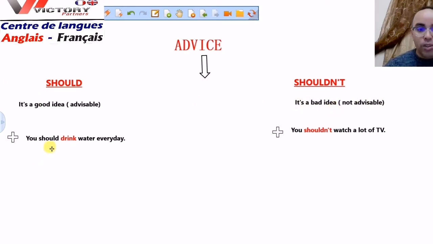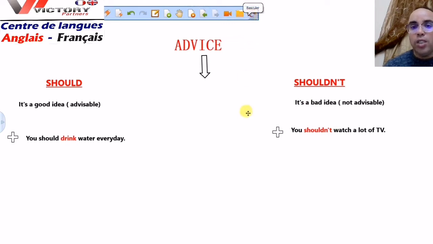Example, you should drink water every day. It means it is advisable to drink water every day. It is a good idea to drink water every day because it is good for your health. Number two, you shouldn't watch a lot of TV. It means it isn't a good idea to watch a lot of TV. It is not advisable to watch a lot of TV.